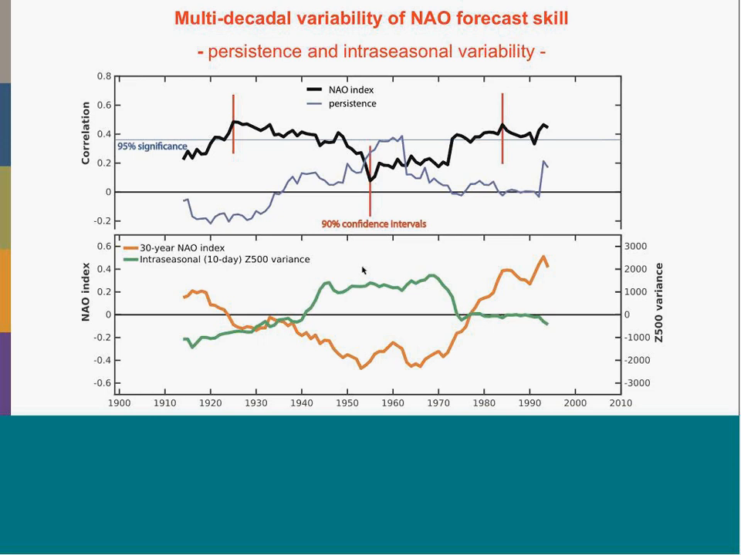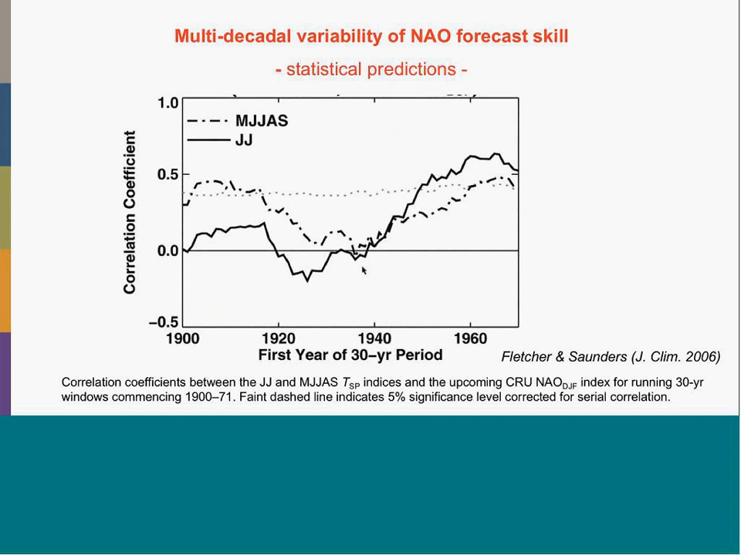Here's another example from a paper from Fletcher and Saunders about 10 years ago. We only came across it after we had published our work, or shortly before we finally published this. It is based on a statistical prediction system using extratropical temperatures over different periods here. And they run the statistical prediction for the NAO again, over a similar period.